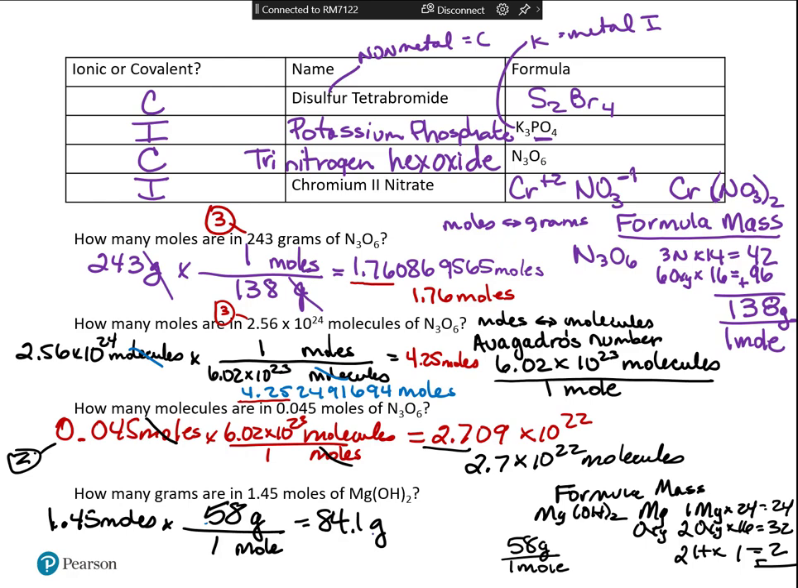Like question number 2, I wanted to go from moles to molecules. I had to divide by Avogadro's number. But then the third one, I went from moles to molecules, and I had to multiply by Avogadro's number. So molecules will always get the 6.02. And whether it's on top or on the bottom depends on how my units get placed.